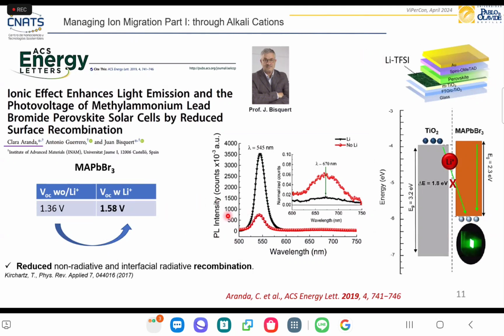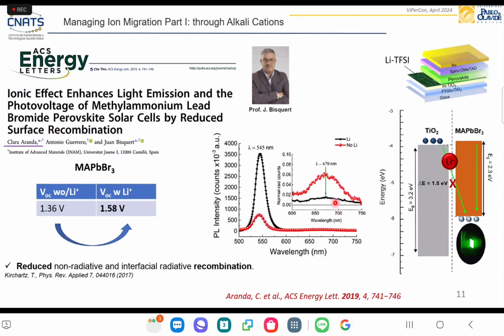We analyzed the photoluminescence response. And as you can see here, in the black color, we have the band-to-band recombination intensity at 545 nanometers, which is the emission peak of the methylammonium lead bromide. The black corresponds to the lithium one, the device with lithium. But if you pay attention to the red one, which is the no lithium device, we have also the band-to-band peak, but much more quenched.